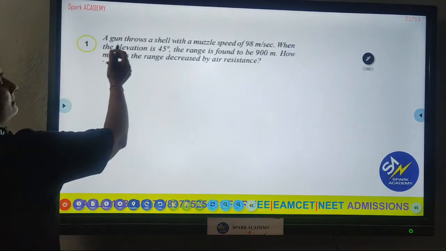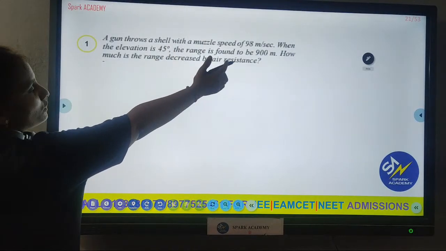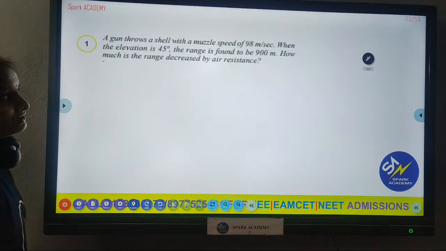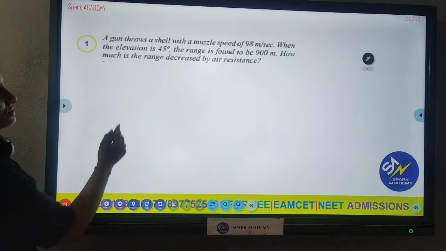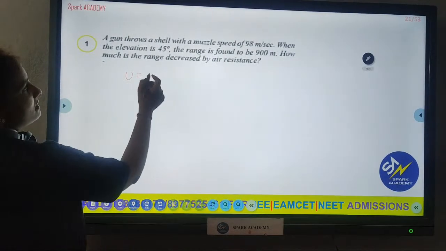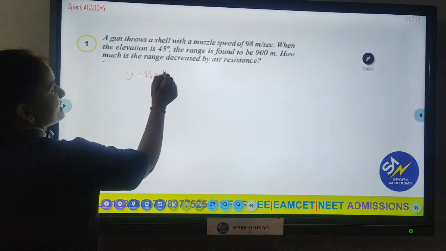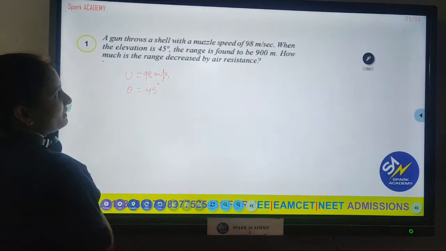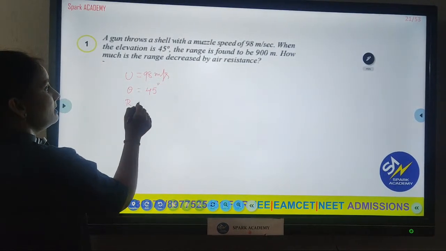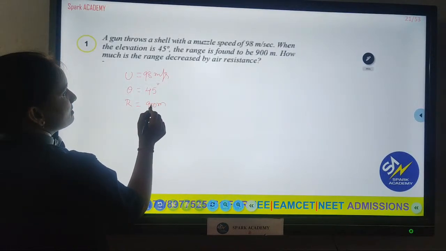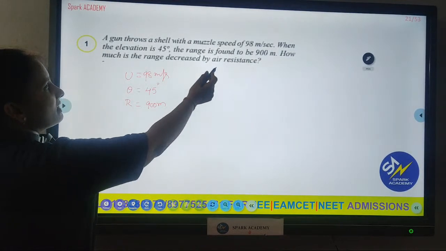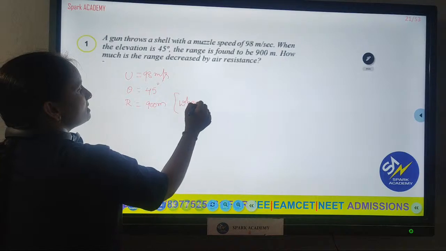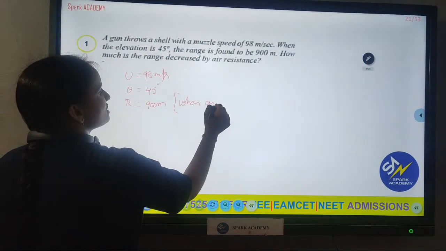See here, a gun throws a shell with a muzzle speed of 98 meter per second when the elevation is 45 degrees. The range is found to be 900 meters. So it throws with a speed of 98 meter per second, when the elevation, that is the angle of projection, is given as 45 degrees. How much is the range decreased by the air resistance? This is the range found when air resistance is there.